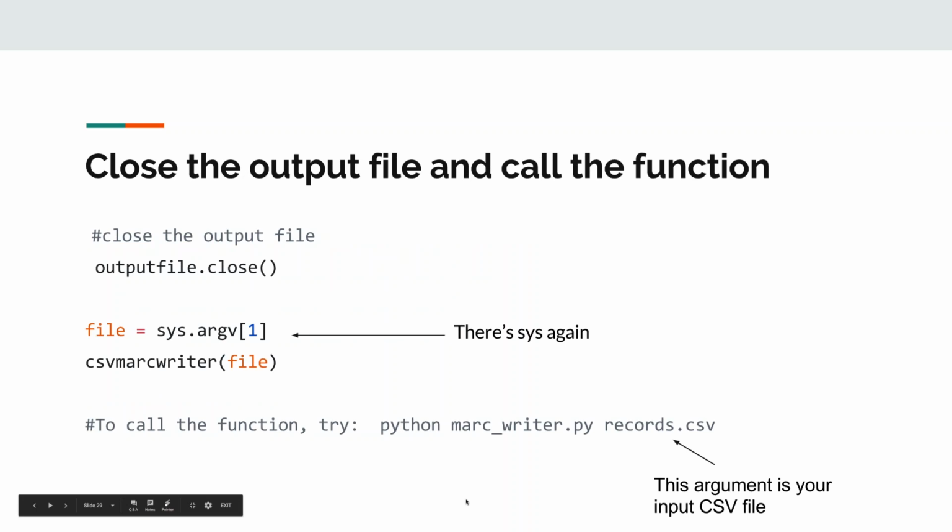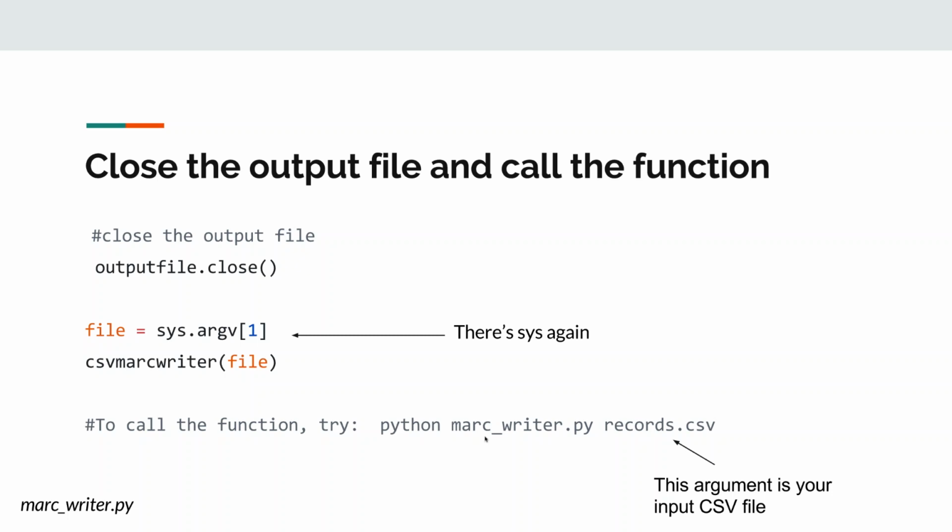Okay, so now this is where sys comes into focus, why I mentioned that. So we're closing the MARC output file. Now I have the statement file equals sys.argv[1]. So that is referring to an argument. When you are working with a function in a file like this, you can use sys to basically say, when you're running this script, don't tell me what file you want me to act on just in the script.